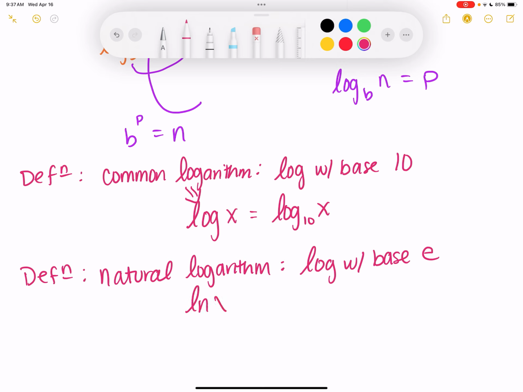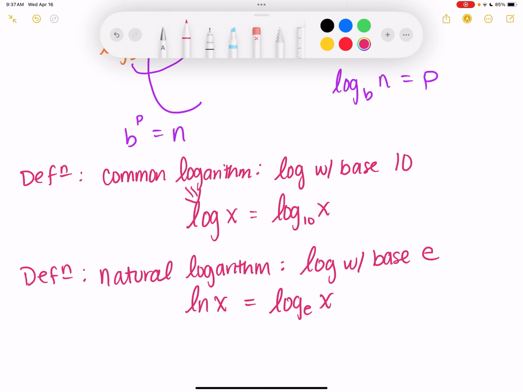So ln of x is equal to log base e of x. So we wouldn't write log base e of x. We would write ln of x. You'll notice on your calculator under that log button, there was a button that said ln. That's for that situation.